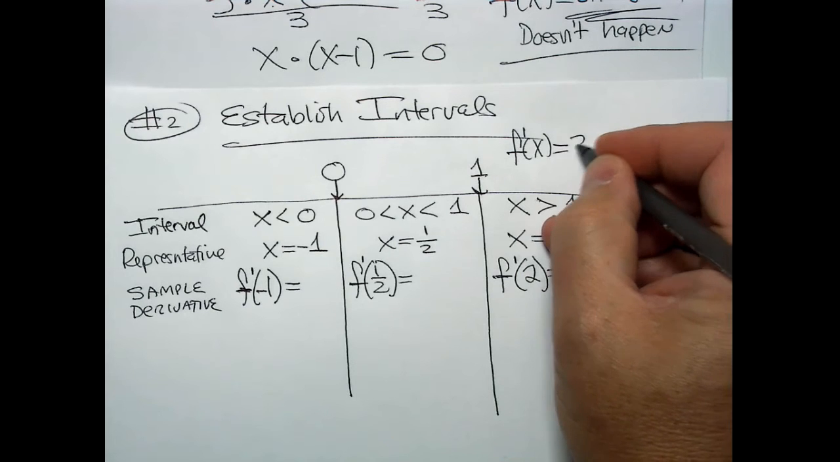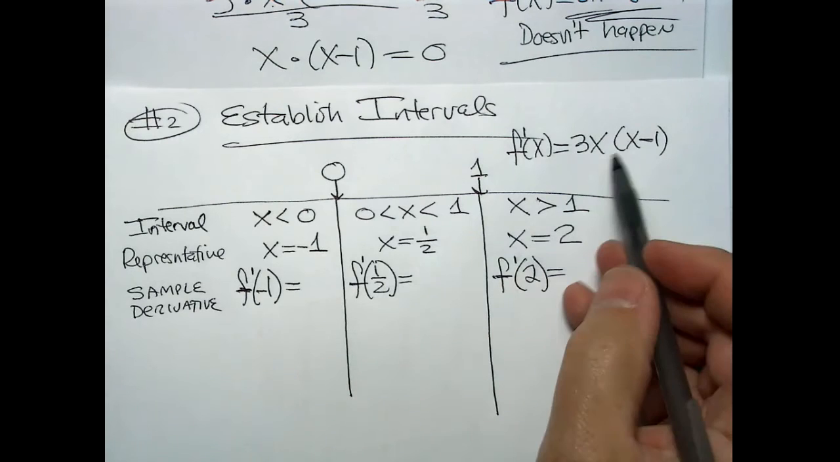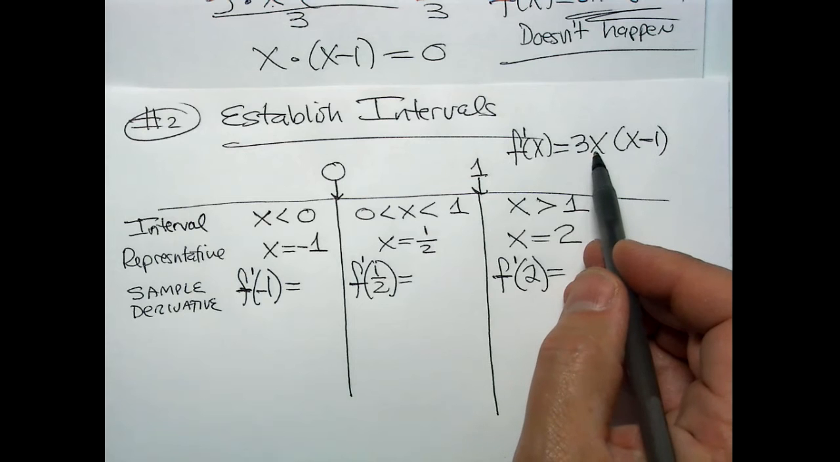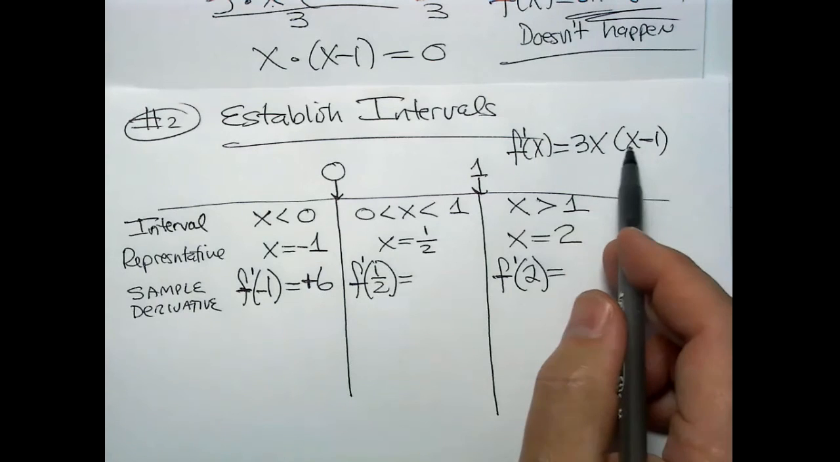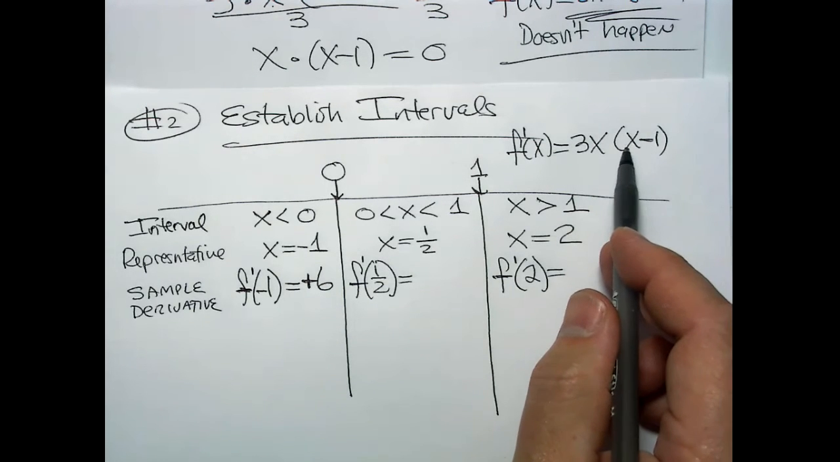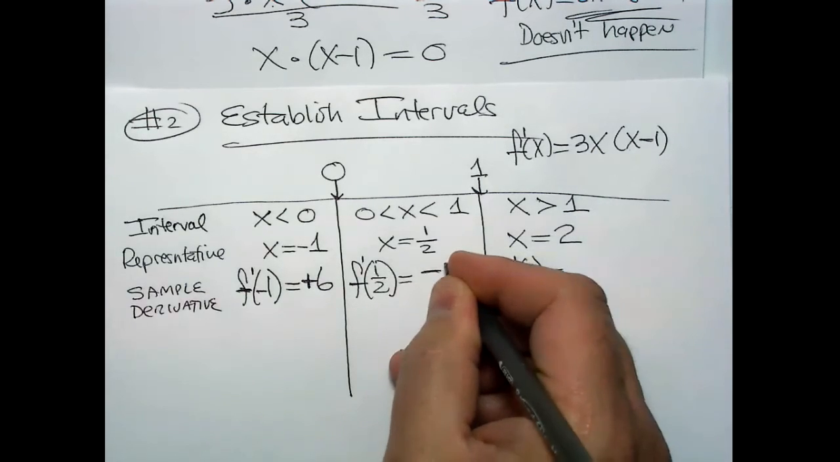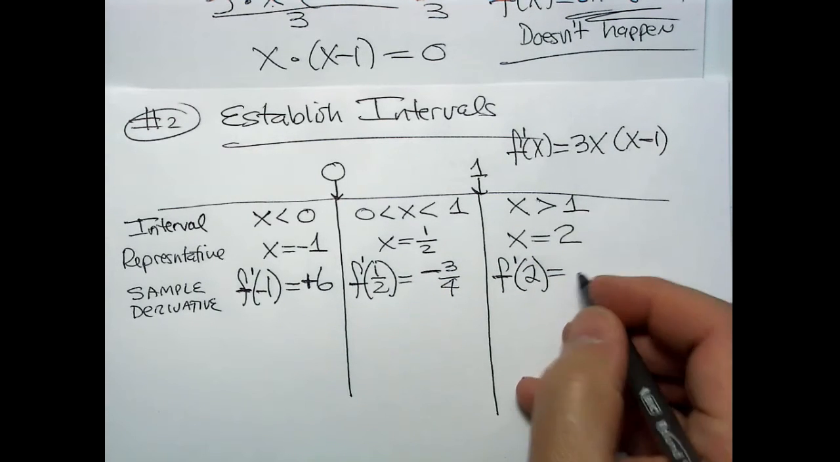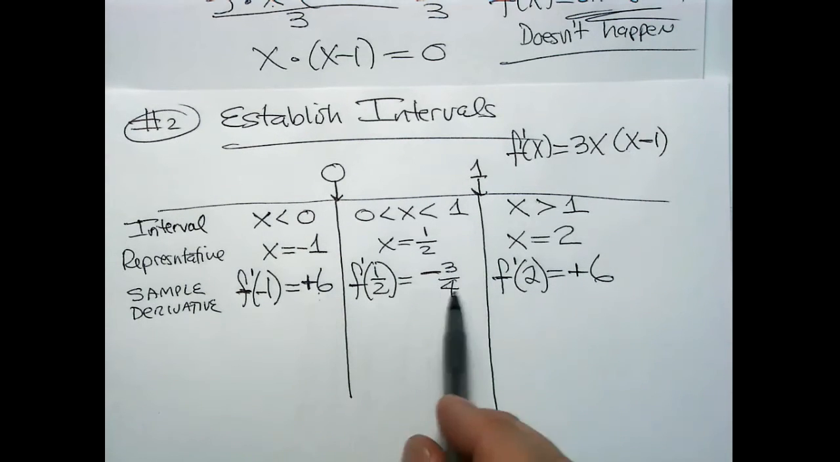In fact, I factored it, so I might as well show it as a factored f prime, makes it easier to plug into. So -1 goes in, you get -1 minus 1 is -2, times -1 is 2, times 3 is +6. Let's put the 1/2 in. 1/2 minus 1 is -1/2. -1/2 times 1/2 is -1/4, times 3 is -3/4. And then put the 2 in. 2 minus 1 is 1. 2 times 3 is 6. That's +6.